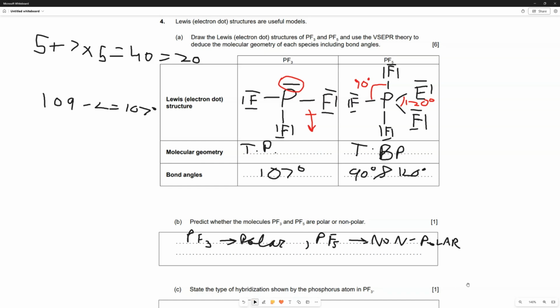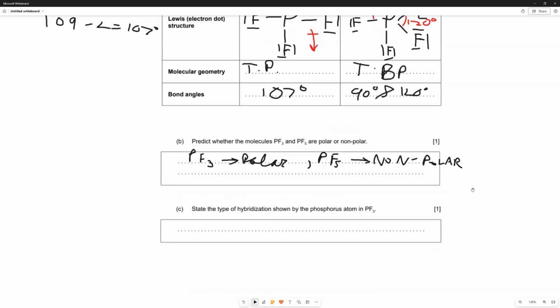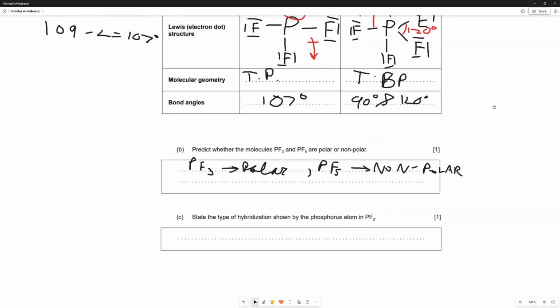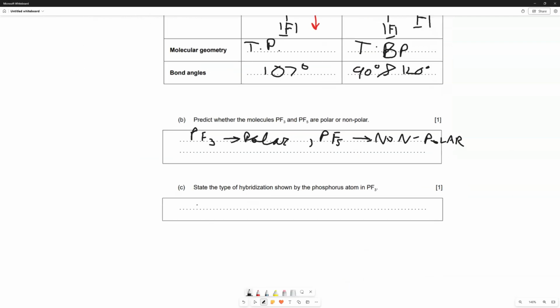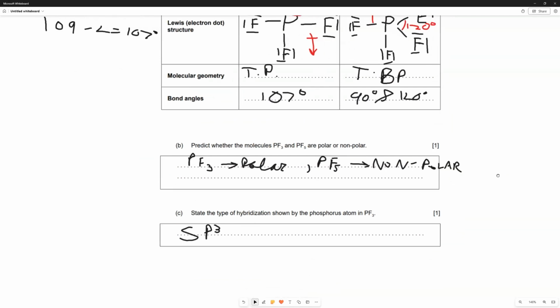Alright, so last question. For question 4, state the type of hybridization shown by the phosphorus atom in PF3. It has 4 electron domains surrounding itself, meaning it is sp3 hybridized. And that's it. That's question 4 complete. Thank you.